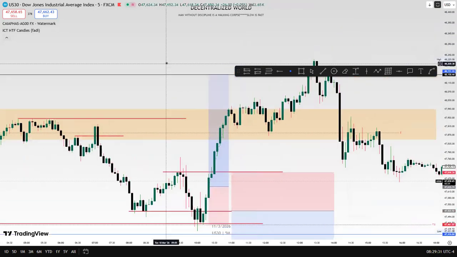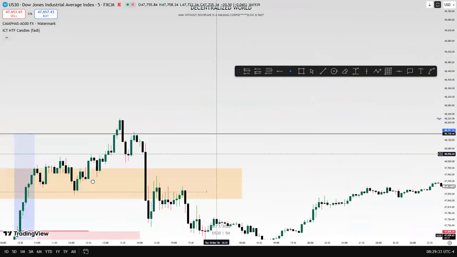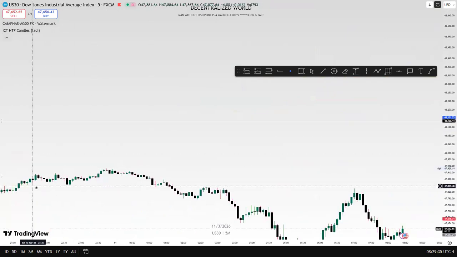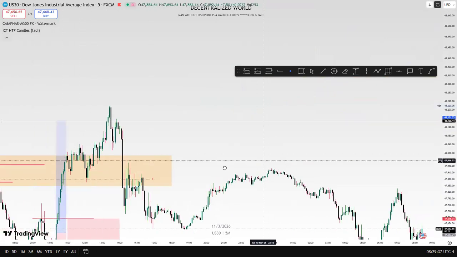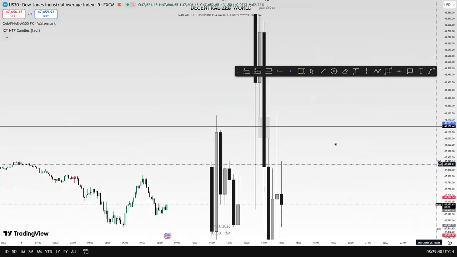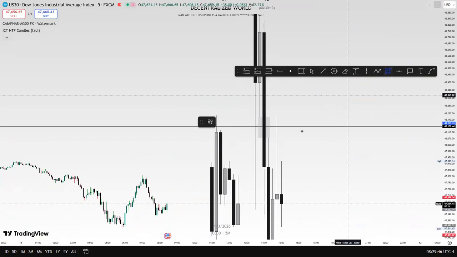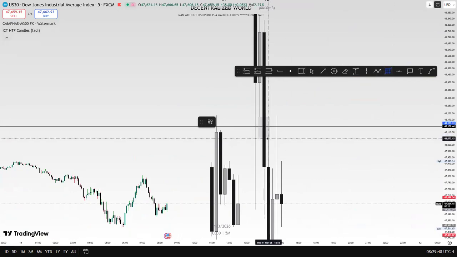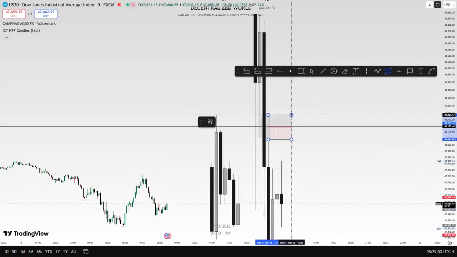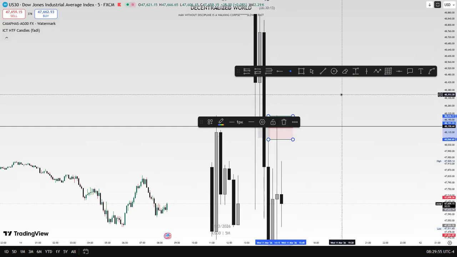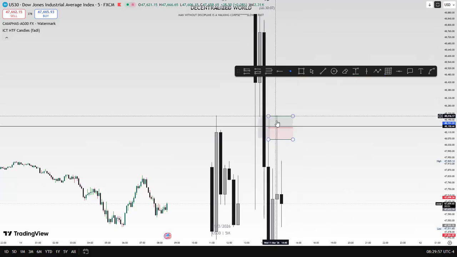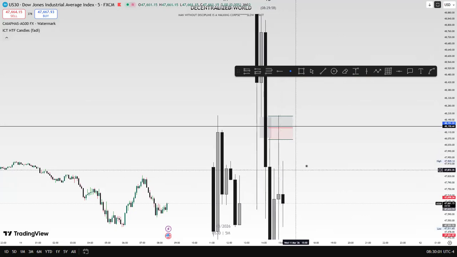And where was my TP? My TP was here at the middle of this fair value gap. As you can see, we had the fair value gap here. And then what did the price do? We had the fair value gap low, and then we had the fair value gap high. And then price did what? Price filled in the fair value gap and then started dropping lower, right?